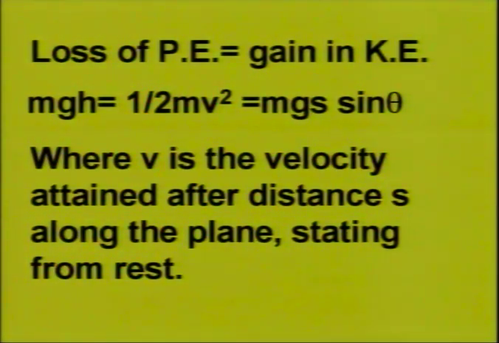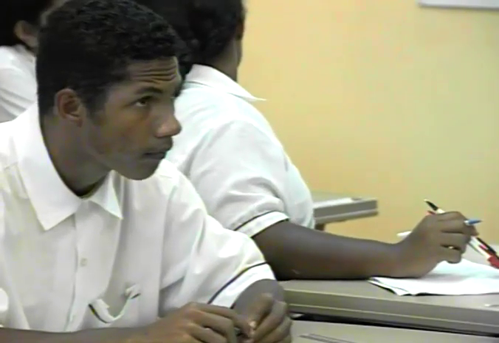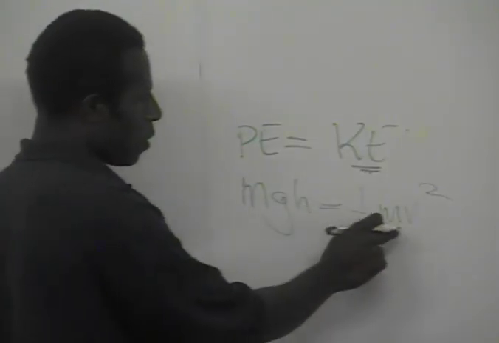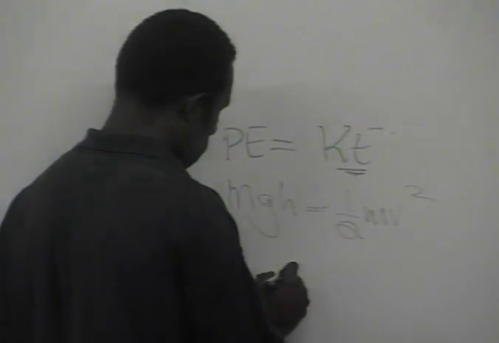Okay, since we have this, which is the same as, in other words, when there is a loss in this, it will be the gain in that. So mgh should be equal to half mv squared.